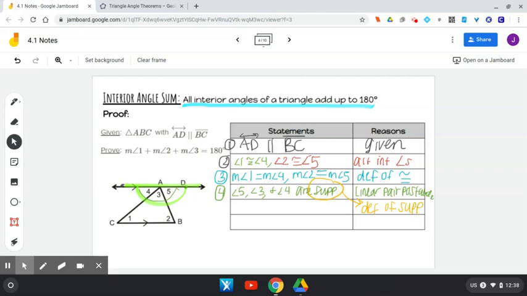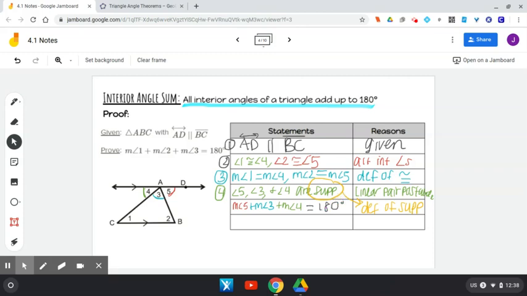And I'm going to use different colors for this now. So we had angle 4, angle 3, and angle 5 that are supplementary. So that means the measure of angle 5 plus the measure of angle 3 plus the measure of angle 4 equal 180.